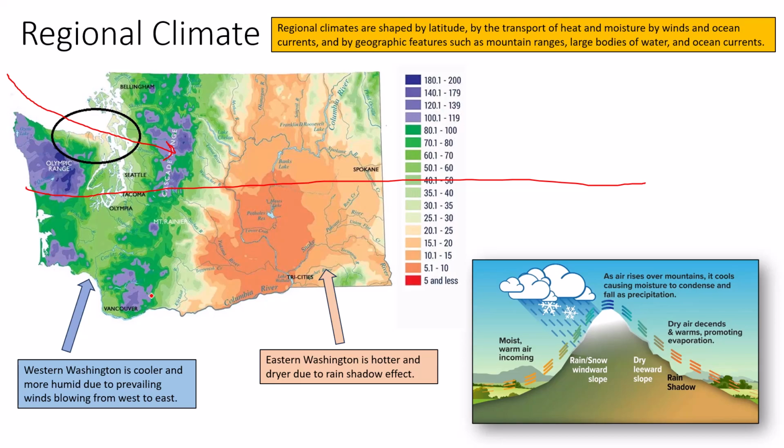So Western Washington, climate-wise, is cooler, it's more humid, and has a lot more precipitation simply because of the mountain range and the prevailing winds that are moving from the western shore inward towards the east. Eastern Washington is very dry, it's very hot, and it is due to that rain shadow effect that I just talked about.